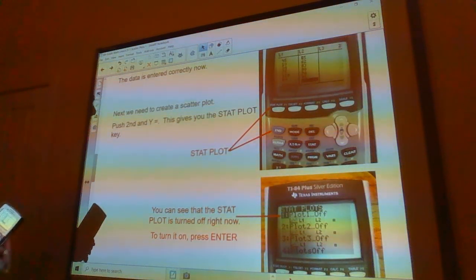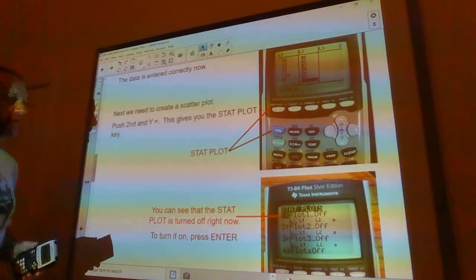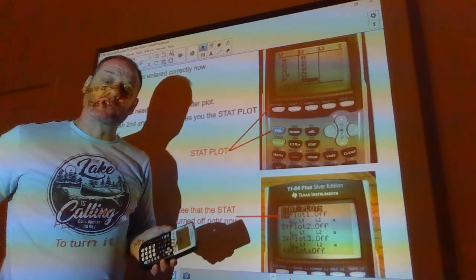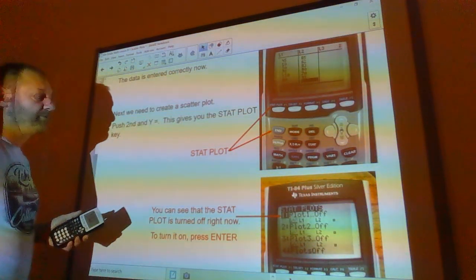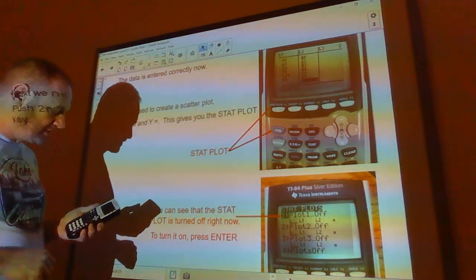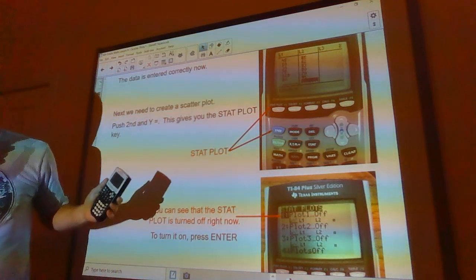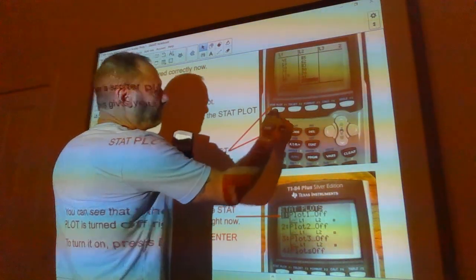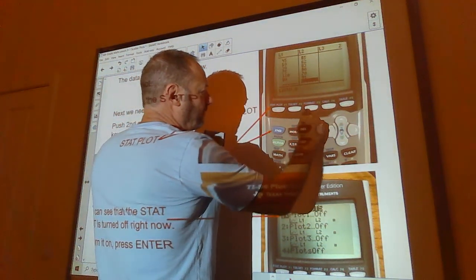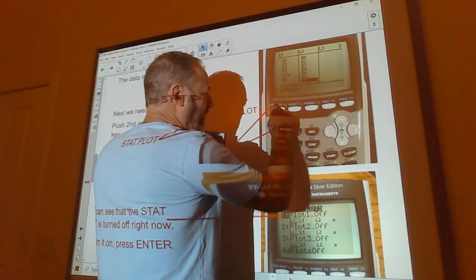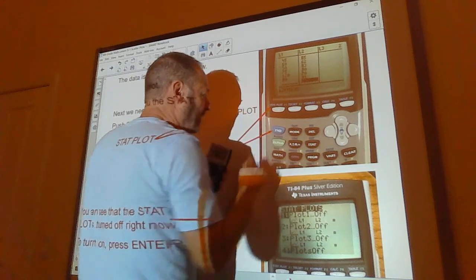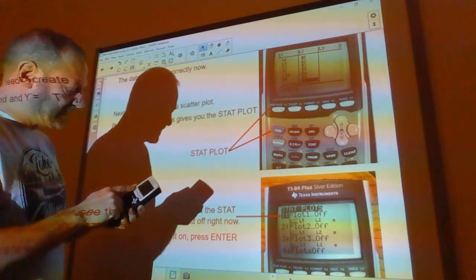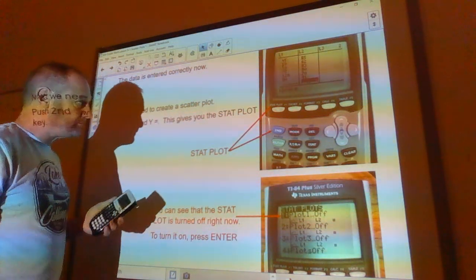Okay, now we got to make a scatter plot. So how do you do this? The first thing you got to do is you got to turn your plots on. People forget to do this all the time. So, if you look up here along the top row, your Y equals and window and zoom and trace, we're going to look at this blue key right here, stat plot. So you're going to go second stat plot.